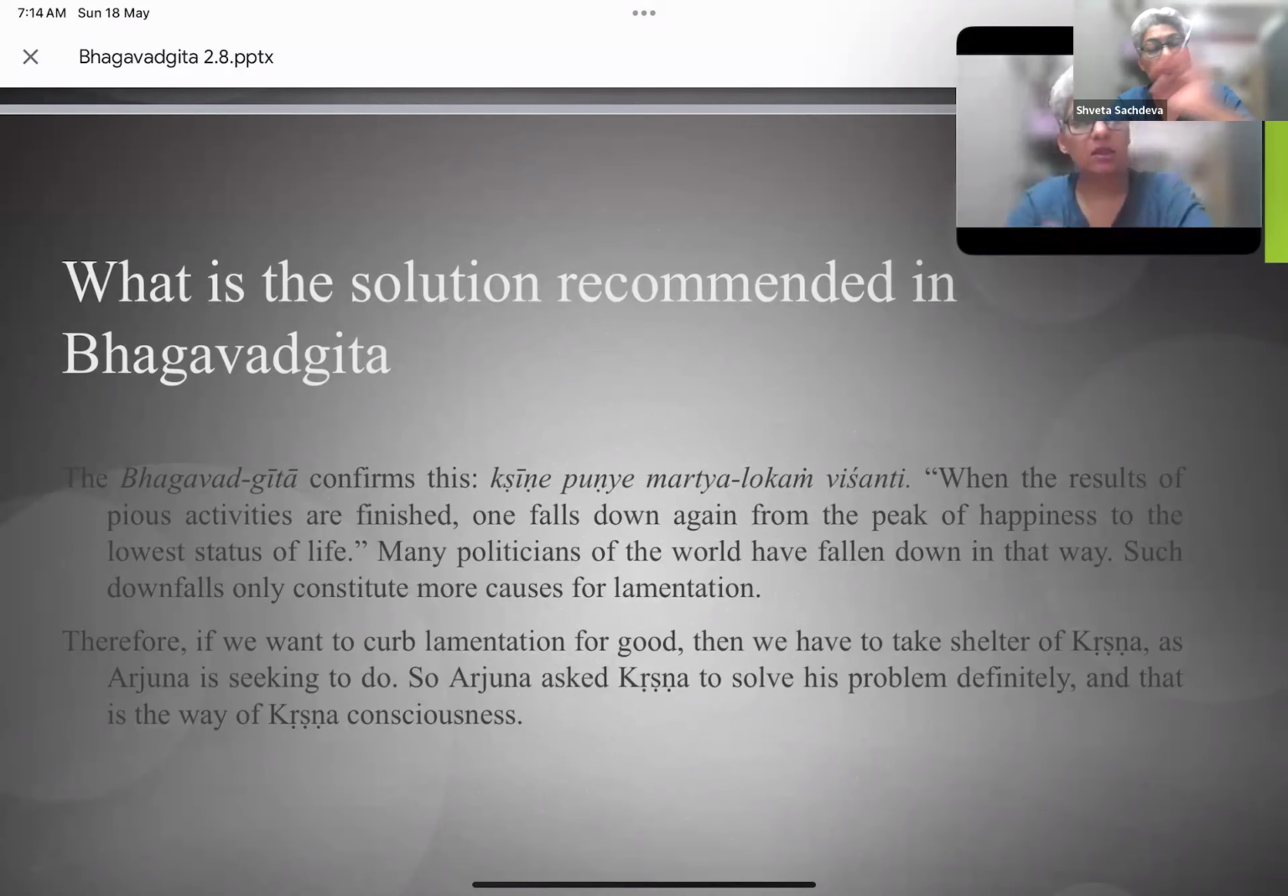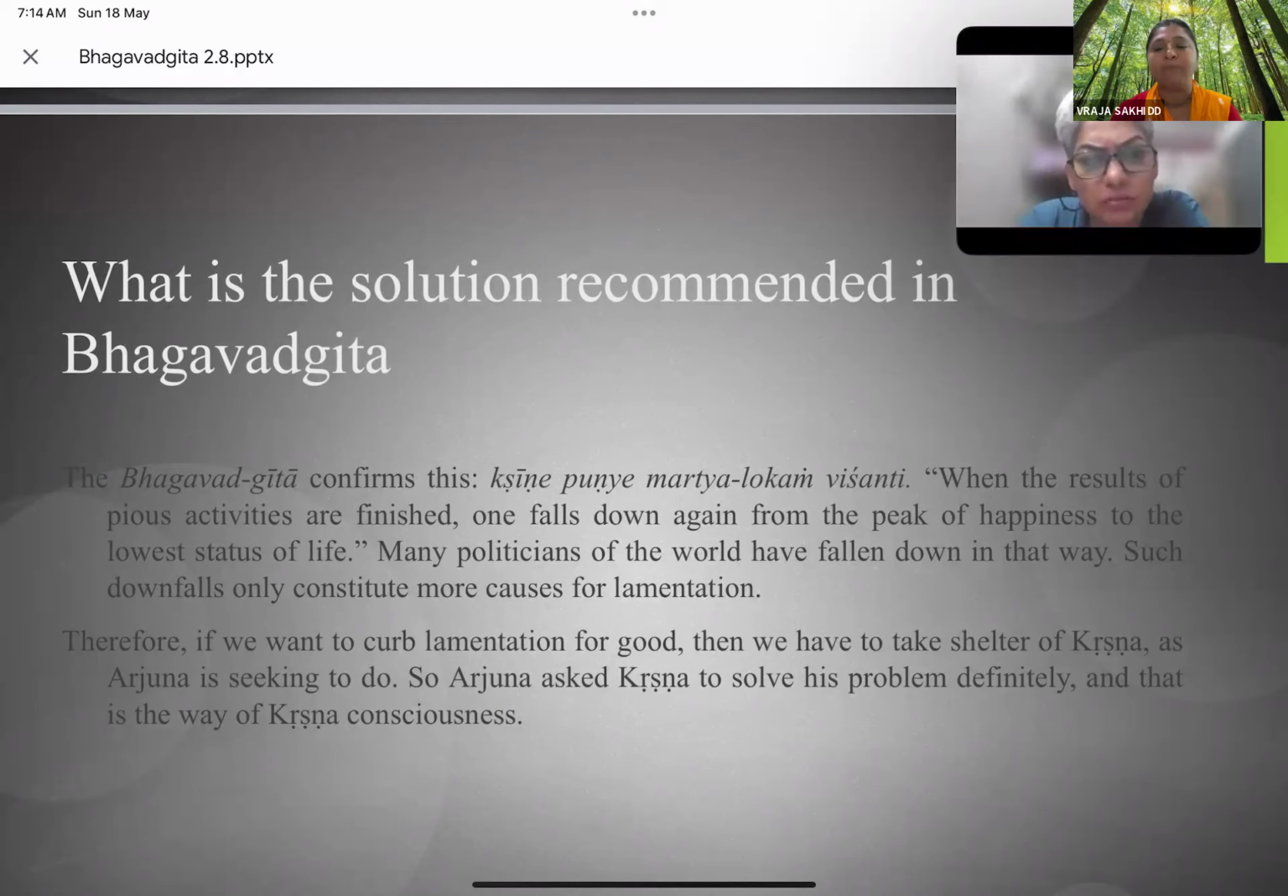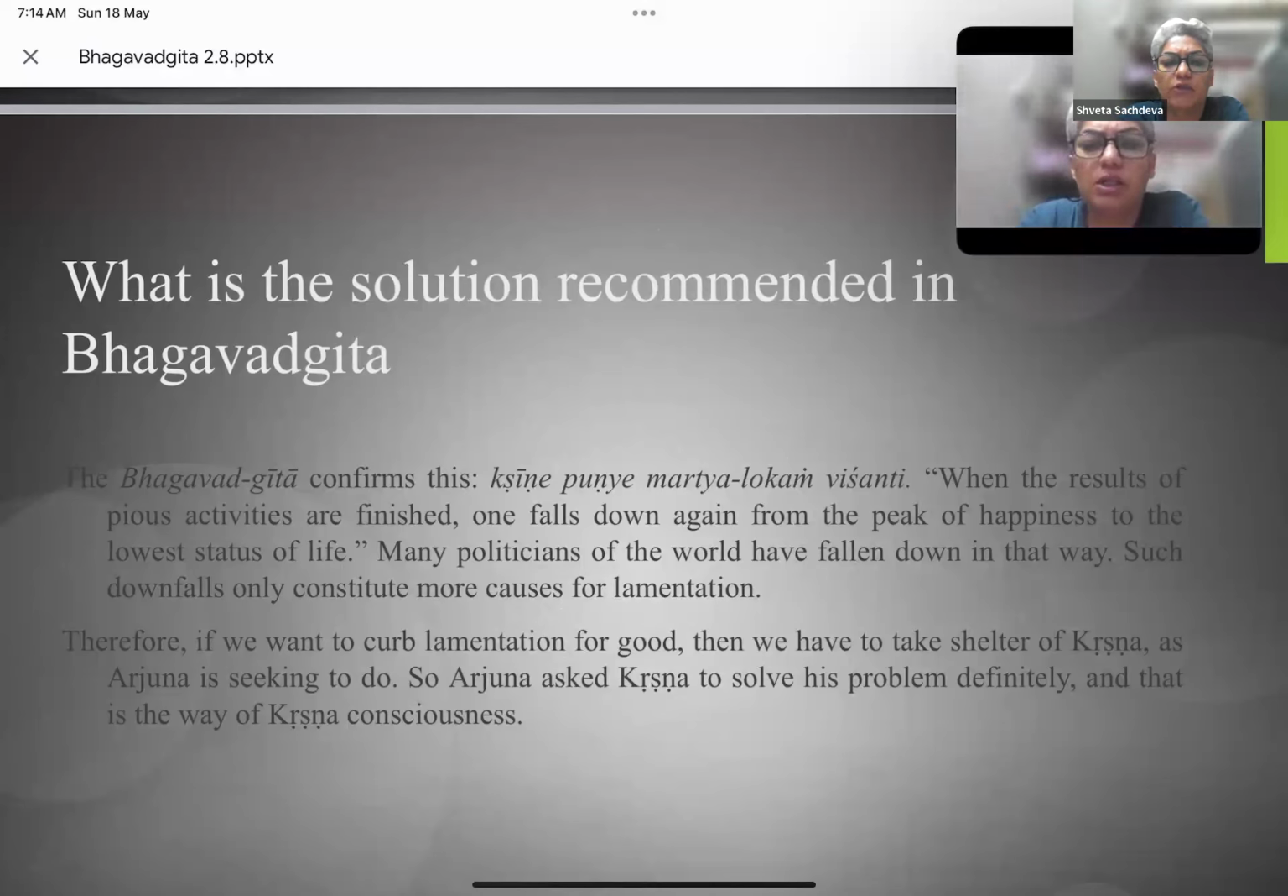The Bhagavad Gita confirms this. Kshine punye martyaloke vishanti. When the results of pious activities are finished, one falls down from the peak of happiness to the lowest state of life. Many politicians of the world have fallen down in that way. Such downfalls only constitute more causes for lamentation. Therefore, if we want to curb lamentation for good, then we have to take shelter of Krishna, as Arjuna is seeking to do. So Arjuna asked Krishna to solve the problem definitely, and that is the way of Krishna consciousness.